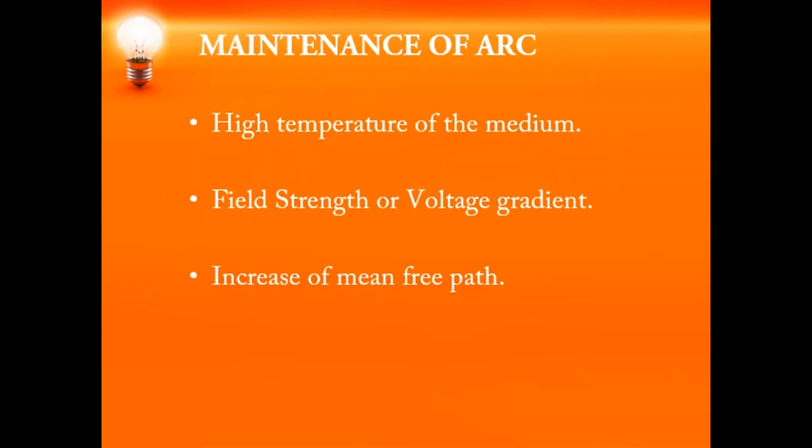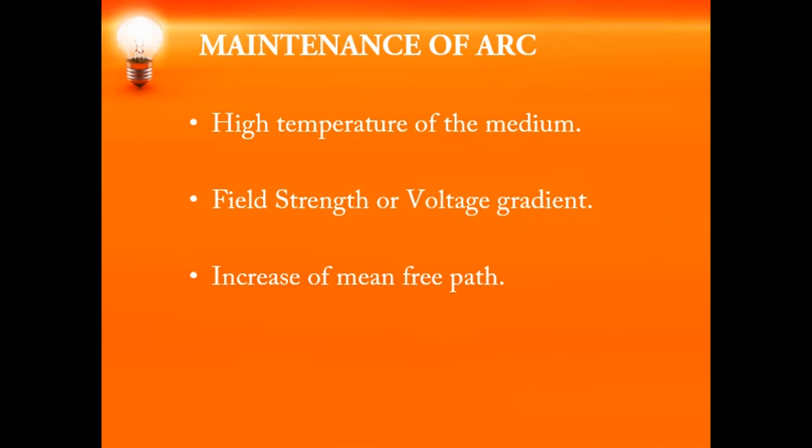There are a few factors which will lead to maintenance of the arc. That means the arc will be maintained and will not be interrupted. What are the reasons for it? One is the high temperature of the medium, nothing but the temperature around the contacts of the circuit breaker. When does the high temperature come? That is due to high current density. So what will happen due to high current density?